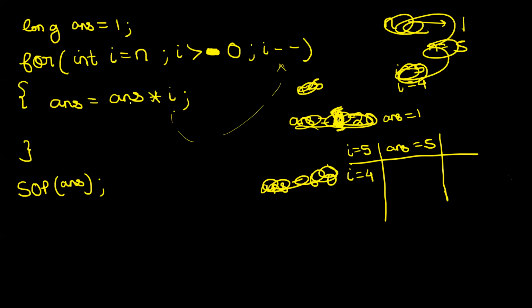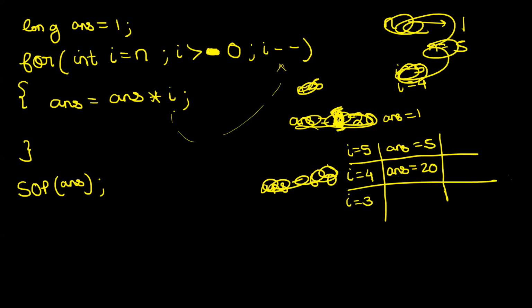And what do I do? answer = answer * i. That is, I am multiplying 4 to my answer. So what is the value of answer already? 5. And I multiply 4 to my answer. So what will be the new value of answer? 5 into 4, which is 20. Okay. Then what will happen? Again, I will go and do i--, and the value of i will become 3.